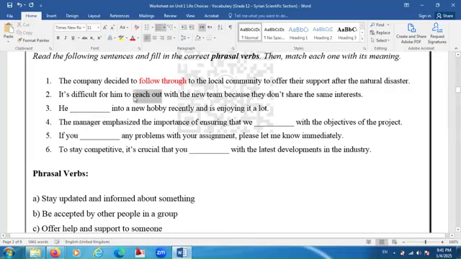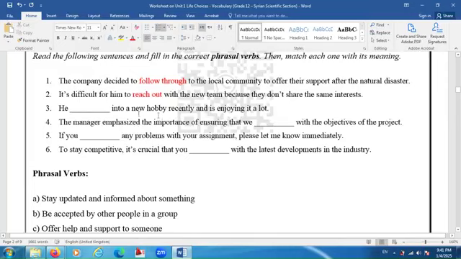Please remember, we don't have a rule for these. You have to memorize them. They are arbitrary. You have to practice on them. You have to understand the contextual meaning. Okay? And then you have to fill in.